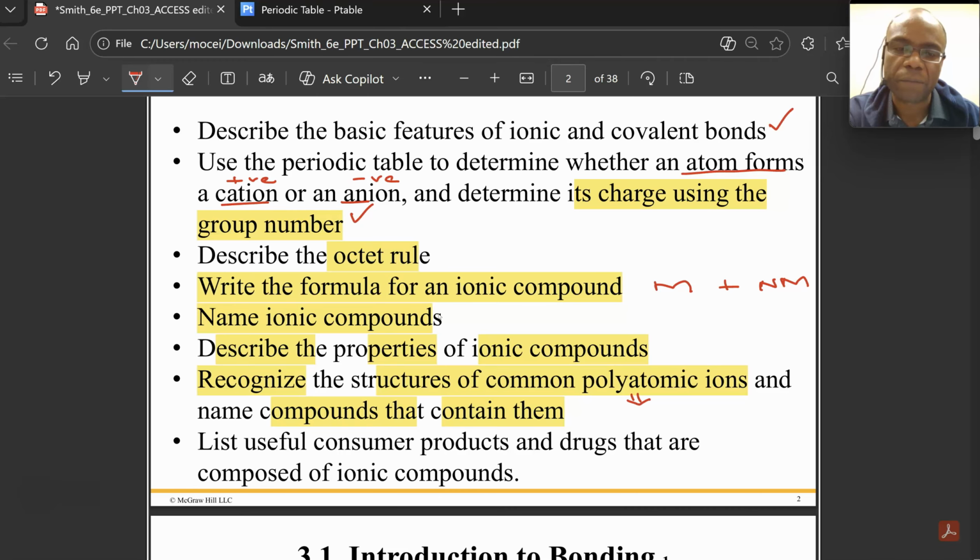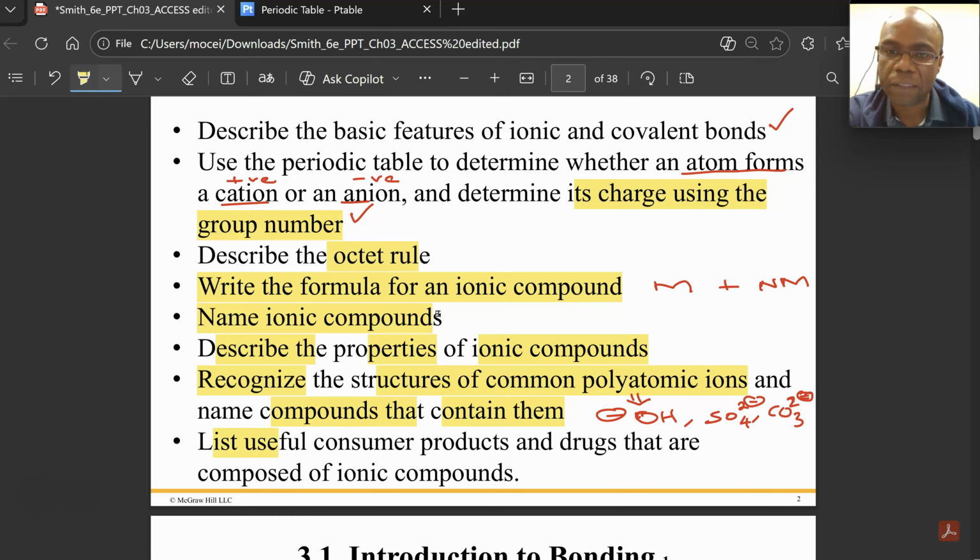Poly means many, so polyatomic ions are ions made of many atoms. For example, OH minus, SO4 2 minus, CO3 2 minus. They are polyatomic. They are made of different elements, but again, they are charged. So they are ions, polyatomic ions. We'll discuss those and the naming of the compounds composed of them. And then we will list useful consumer products in real life and drugs that are composed of ionic compounds.